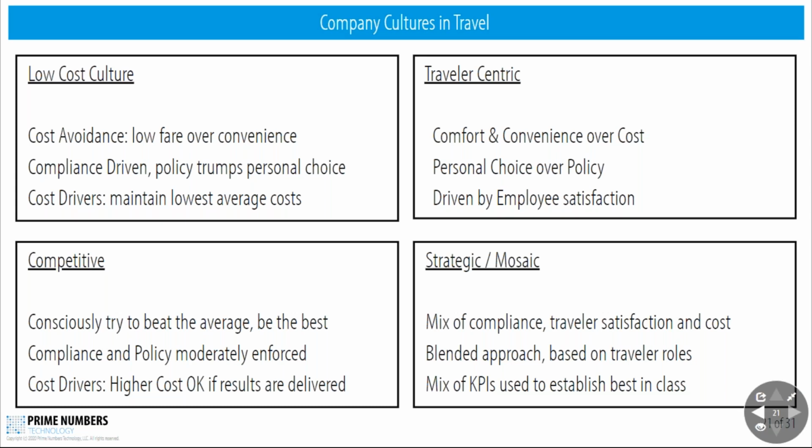Strategic mosaic. So strategic is a mix of compliance, traveler satisfaction, and cost. It's a blended approach, and it's really based on traveler roles. It's also centered around strategic procurement practices. We're using a mix of KPIs to establish the best in class. Now, just like we can as human beings, we can float between these 4 cultures at different points for different purposes, but in general, there's one that drives a company. So given that.